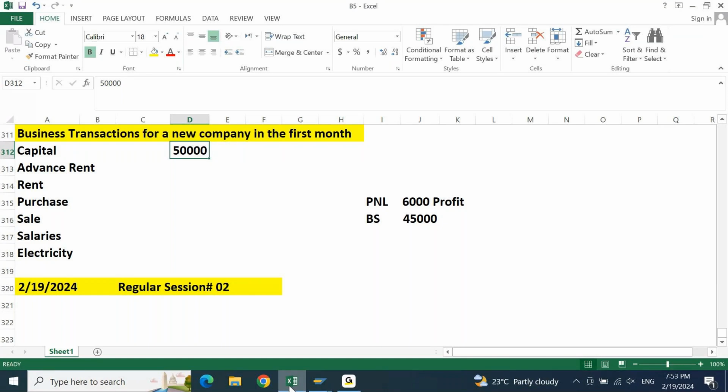Now assuming from this 50,000, we need to pay some advance rent. Randomly, you should not put any number. You have to be calculative. You need to think from the realistic point of view and then update the number.